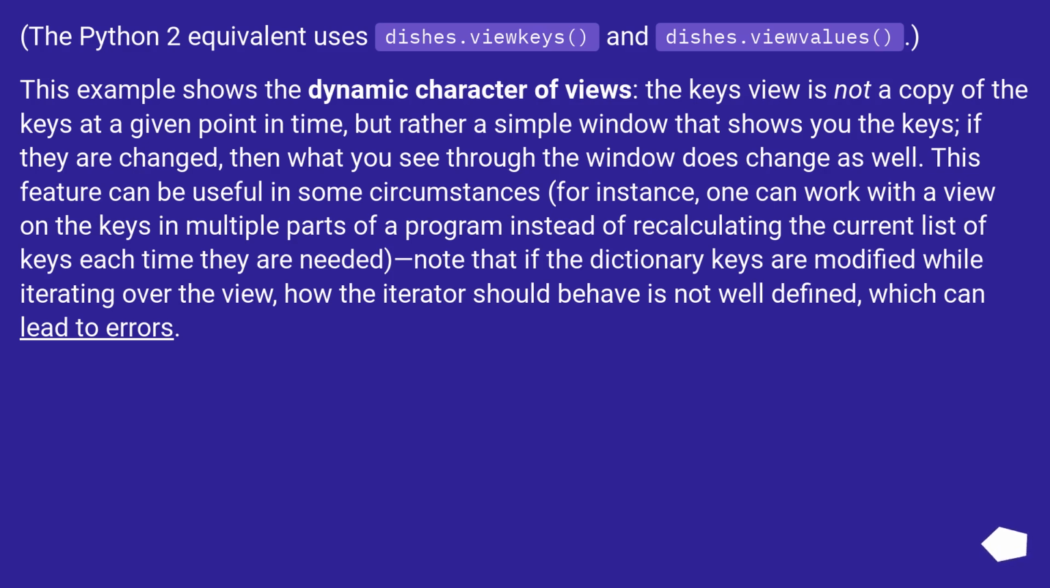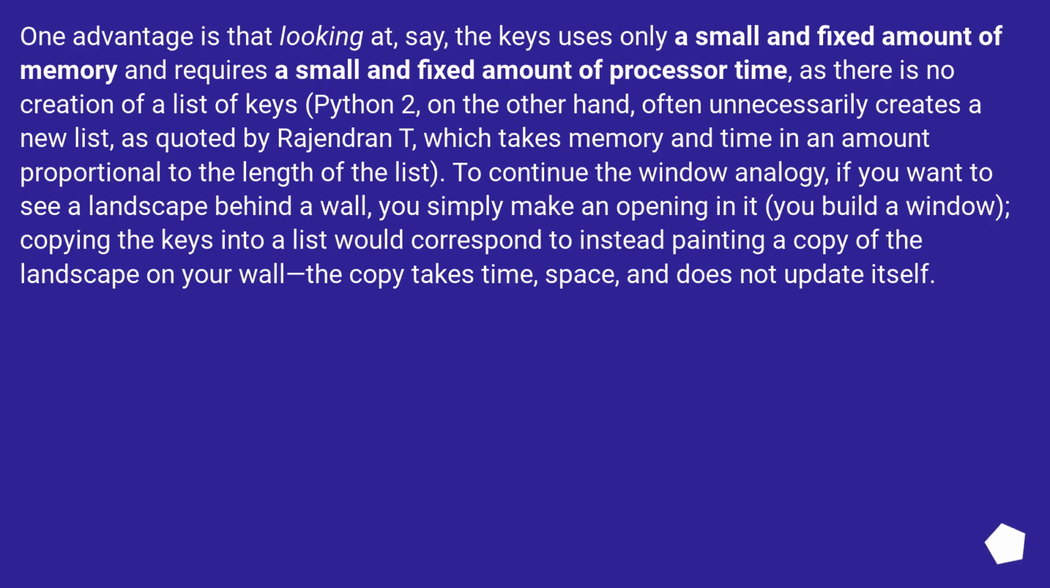Note that if the dictionary keys are modified while iterating over the view, how the iterator should behave is not well defined, which can lead to errors. One advantage is that looking at, say, the keys uses only a small and fixed amount of memory and requires a small and fixed amount of processor time, as there is no creation of a list of keys. Python 2, on the other hand, often unnecessarily creates a new list, as quoted by Rajendran T, which takes memory and time in an amount proportional to the length of the list.